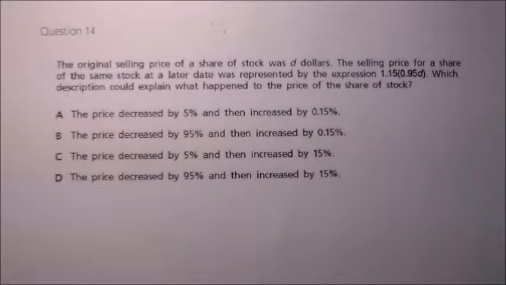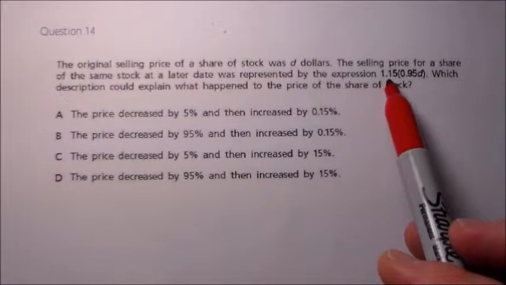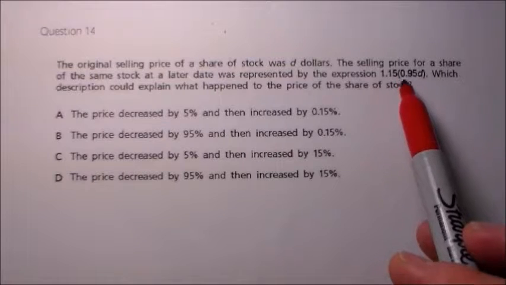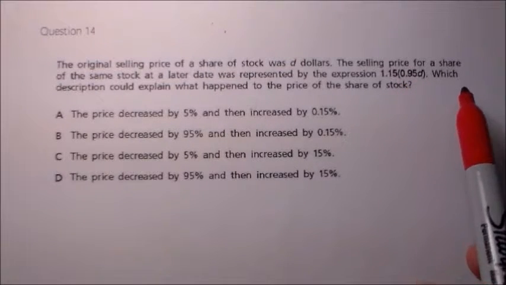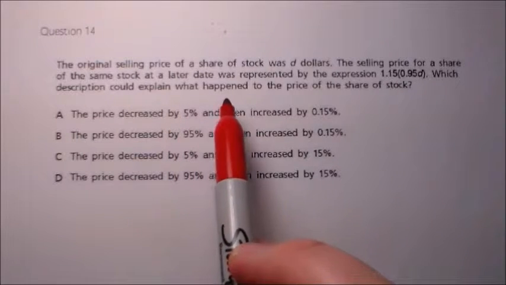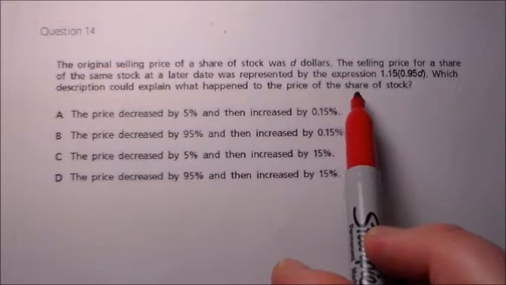So let's try it. The original selling price of a share of stock was D dollars. So I'm going to draw a rectangle and label it D. The selling price for a share of the same stock at a later date was represented by the expression 1.15 times, in parentheses, 0.95D. Which description could explain what happened to the price of the share of stock?